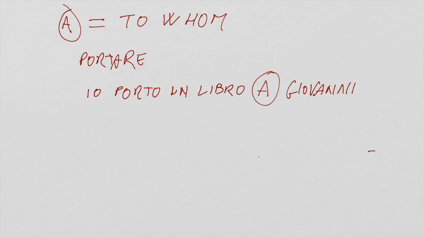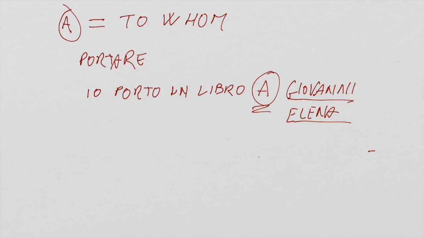Ok. To whom? A Giovanni. Io porto un libro a Elena, etc. So every time that you want to indicate the recipient of an action, and the recipient of an action is a proper name like Giovanni, Elena, Maria, Antonio, etc., you just use that preposition a.